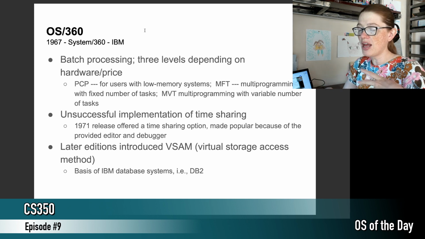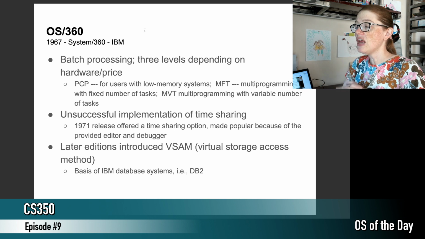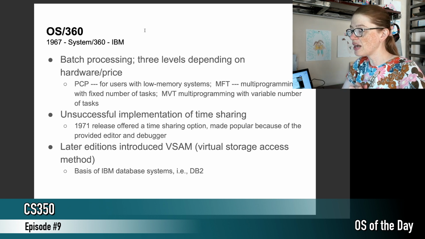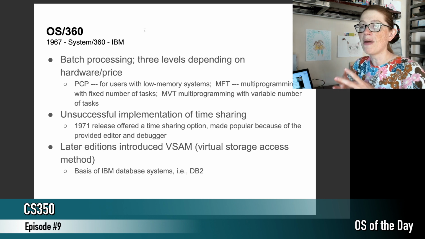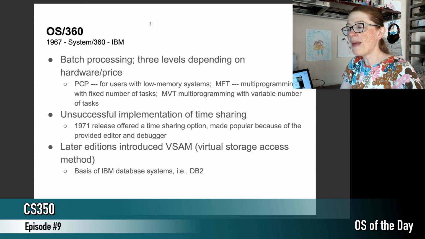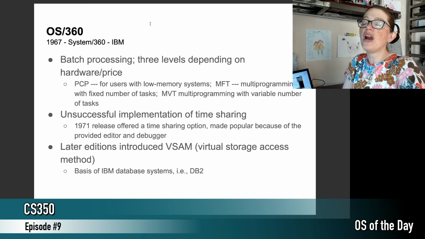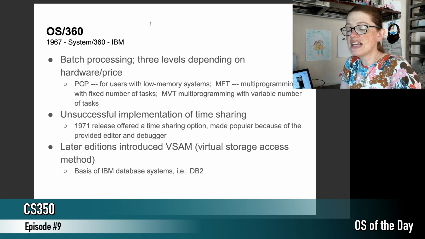So for the operating system, OS 360, there were 3 levels that were produced, and depending on which hardware you bought, depending on how much money you paid, you would get a different version of the operating system. The low-level one was called PCP, for users with low memory systems, and you're looking at really just batch processing, the basic tools. Then they had MFT, which gave you, for a fixed number of tasks, the ability to do multi-programming.